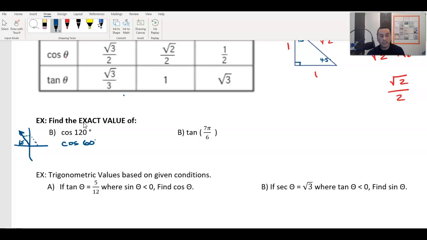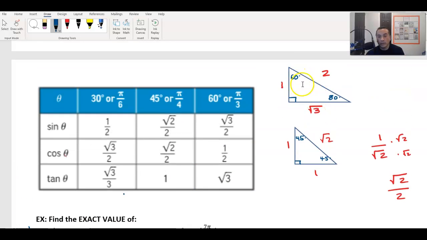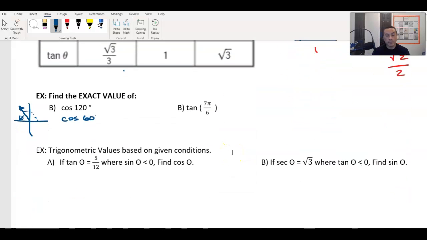Well, the cosine of 60 is, if you go over here to this triangle, adjacent over hypotenuse, so 1 over 2. Or if you memorized it, cosine of 60 is 1/2. So that would be 1/2. Just be careful though, because in that quadrant, cosine is not going to be positive. If I draw it again here, theta is here, right? The adjacent leg, which is going to be this guy right here, is actually a negative x value. So this is actually negative 1/2.